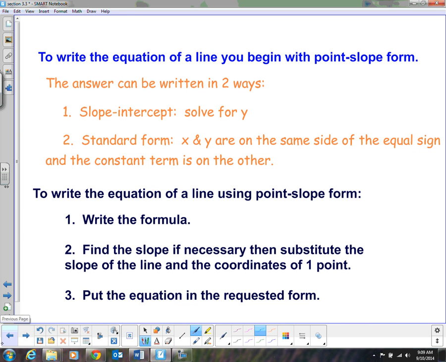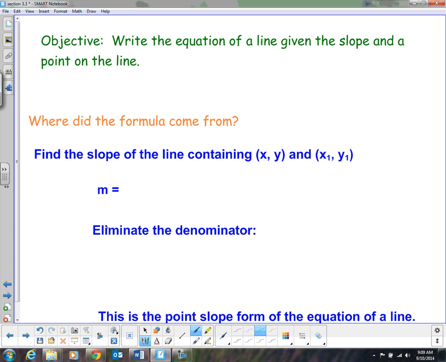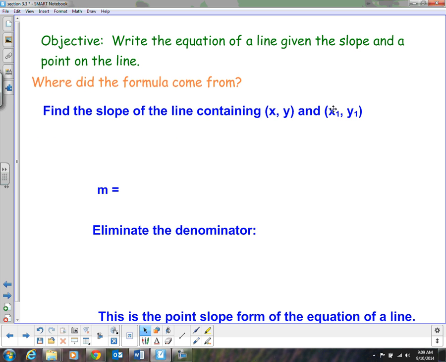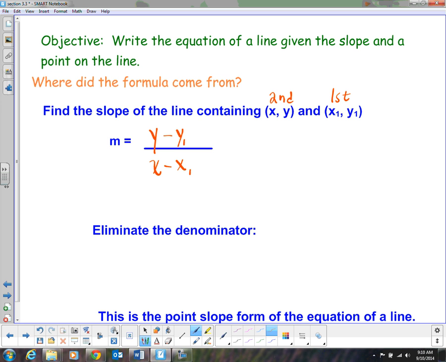Alright, so let's go back to the first. I'm going to show you where the point slope formula comes from. So we're going to write the equation. You see these 2 points? So I'm going to find slope. This is my second ordered pair, by the way, and this is my first ordered pair. So when I go to do slope, I'm going to say that it is y minus y1 over x minus x1. So all I've done is take away your numbers. Any questions on my slope formula?